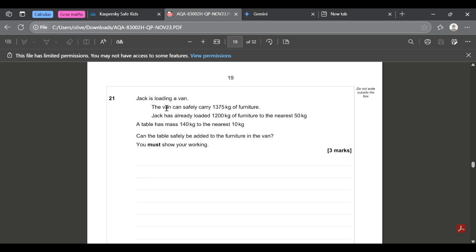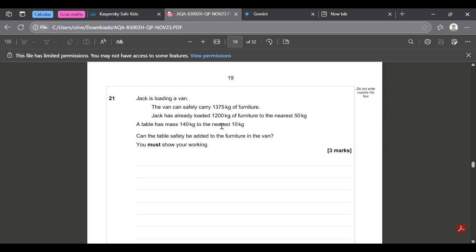But then it gets more difficult because if he's already loaded 1,200 kilograms of furniture to the nearest 50 kg, then the worst possible outcome would be that he has 1,224 kilograms already loaded in. 1,224 kilograms, because if it was 1,225, then to the nearest 50 it would be 1,250.